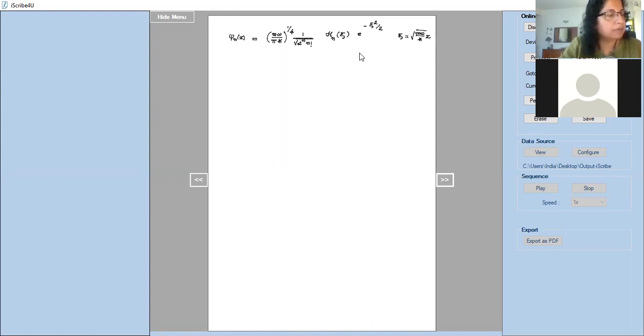Now, the Hermite polynomials: your H naught is equal to 1, your H1 is equal to 2 psi, and your H2 is equal to 4 psi square minus 2, and so on and so forth. I'm not going to write down more Hermite polynomials. It would be good if you can remember the ground state. What is key is that you remember that it is a Gaussian. It looks like a Gaussian, right?